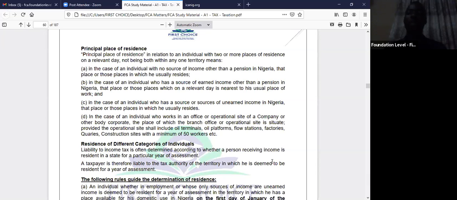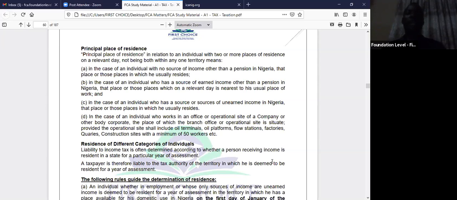So you don't pay your tax to Lagos, your tax is being paid to Ogun State. Okay? Now, the same thing with somebody who is a sole proprietor. You have your shop at Ogun State. The principal place of residence, Ogun State.